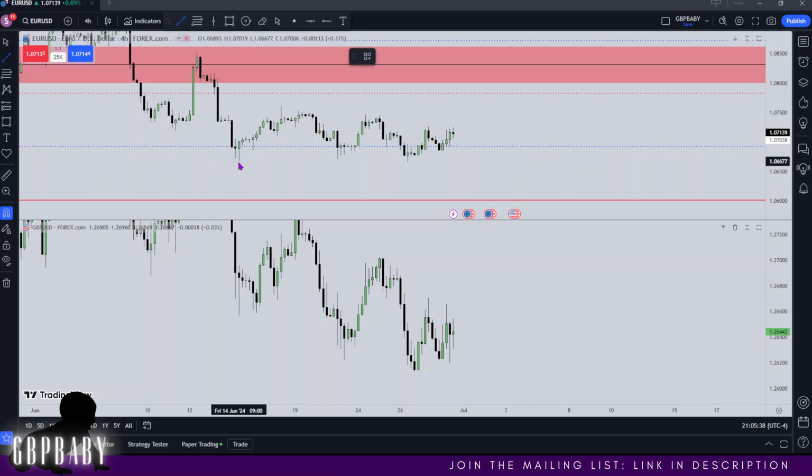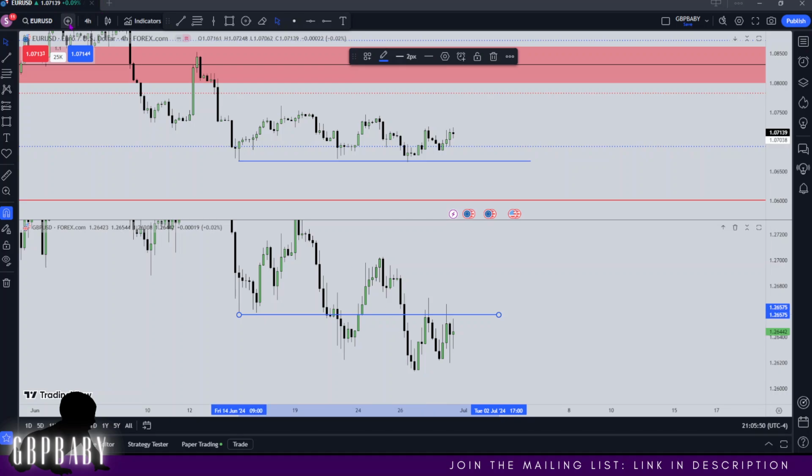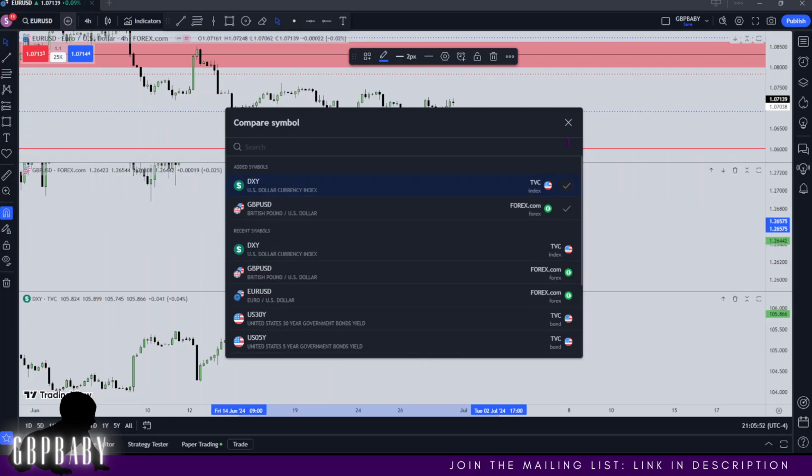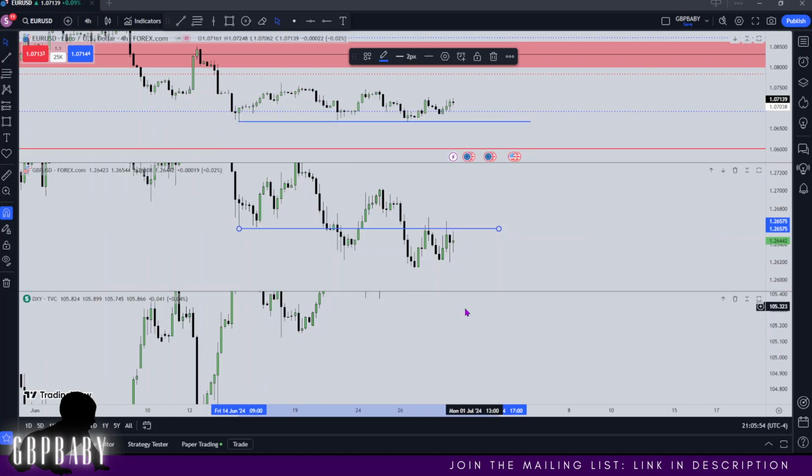Look at this. So we're seeing strength on euro. Why? Because it's staying above. Yes, we took out that low there, but it didn't take out the low the way. Look at that. Now let's add dollar for the bants.